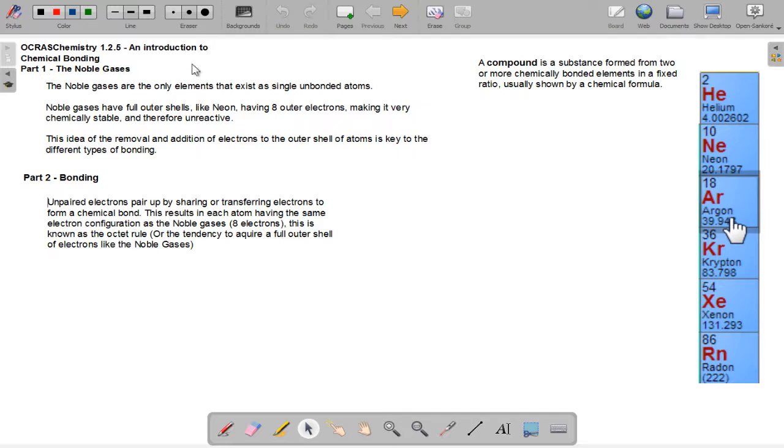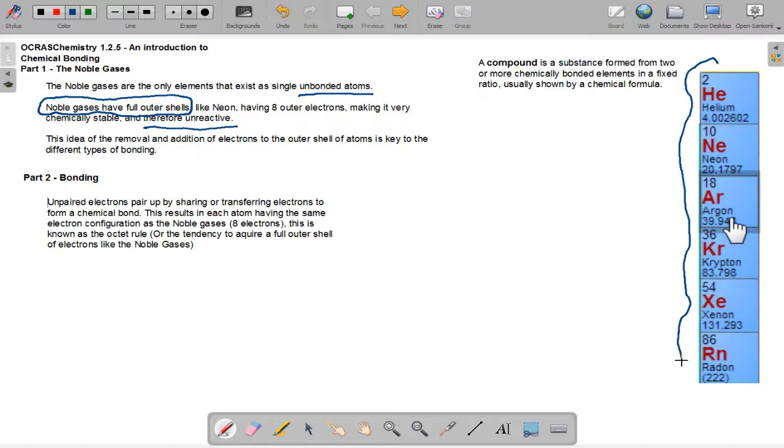So first we're going to talk about noble gases and how they exist as single unbonded atoms. The reason this happens is that noble gases have full outer shells. So neon has 8 outer electrons, making it very chemically stable and therefore unreactive, and that is the common property of all of these elements along the noble gases.